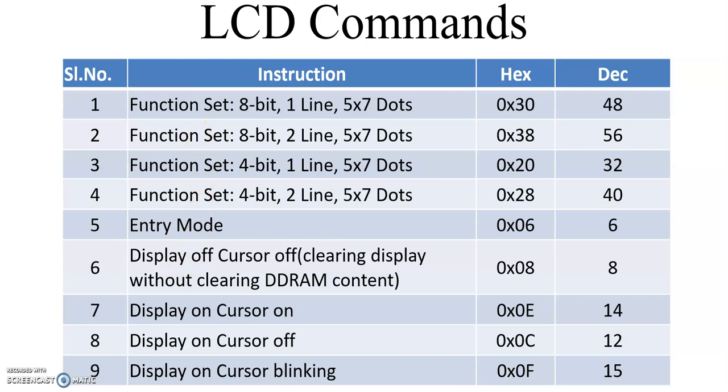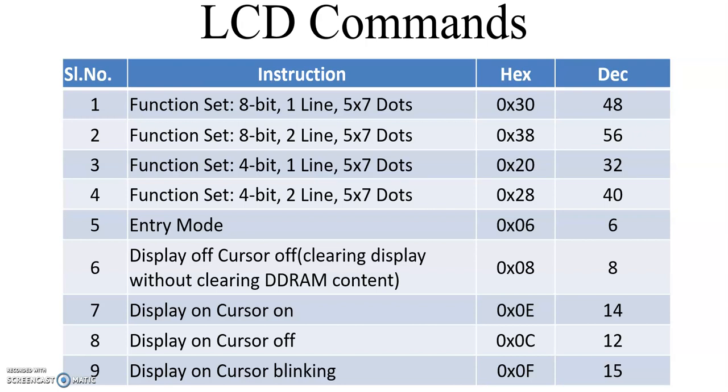The first one, function set: 8-bit, single line, 5/7 dots, you give the instruction 30. Similarly for 2 lines instead of a single line, you give the LCD command 38. For function set 4-bit, single line, 5/7 dots, give the instruction 20, and for 2 lines, 28. Next, entry mode: you give the instruction 06. Display off and cursor off: you give the command 08.